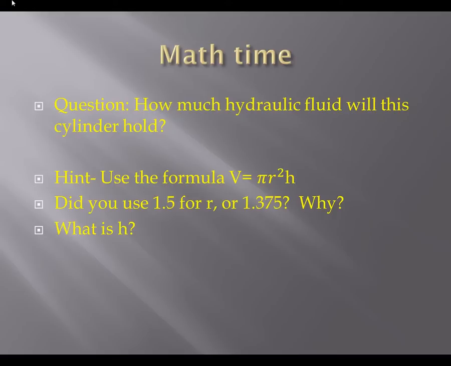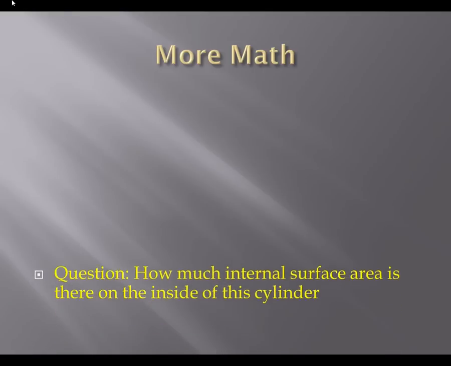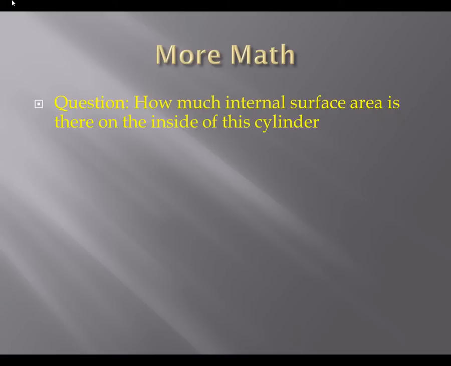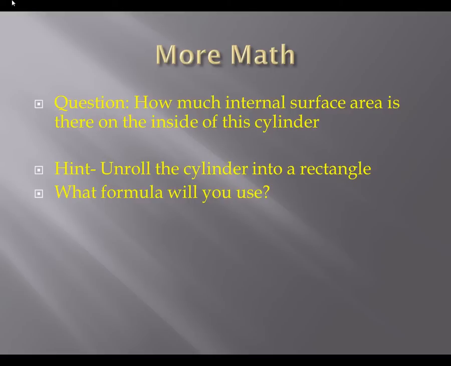By now, you should have had time to calculate your answers. And the winner is... Okay, so if you like that one, here's some more math. This question is, how much internal surface area is there on the inside of this cylinder? The hint for this one is slice down the side of the cylinder and unroll the cylinder into a rectangular shape. Okay, so if you have a rectangle, what formula will you use?